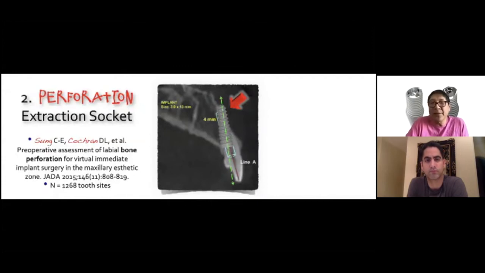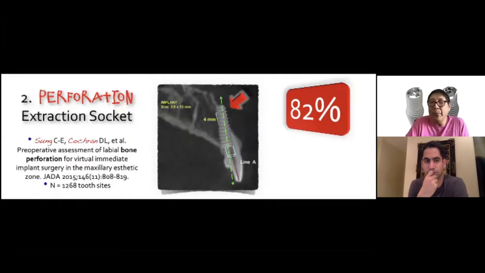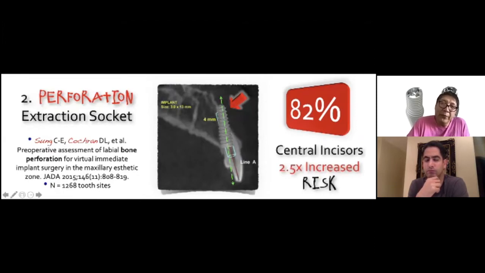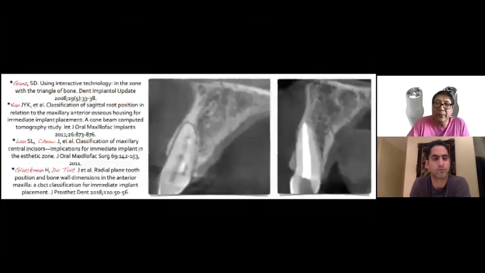In fact, in the study, they asked, how high was the rate of apical perforation in this virtual study? And the answer was 82%. So 8 out of 10 implants that they planned in this regard had the risk. Pretty significant, with central incisors having a 2.5 times greater increased risk of perforation. So these are really some of the issues we have to contend with. I'm so happy I don't place implants, I just restore them. So it's easy for me to criticize, but I understand it's not so easy to do.